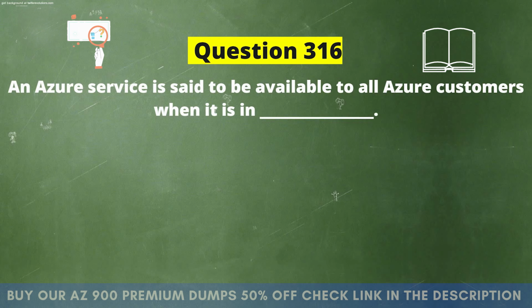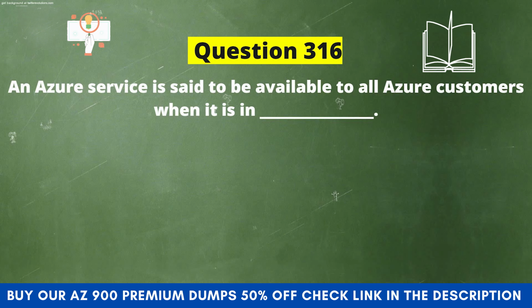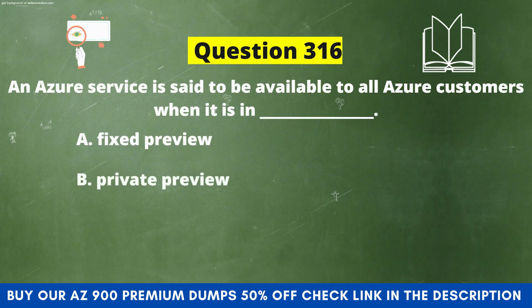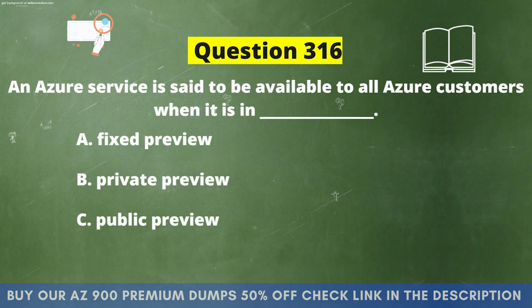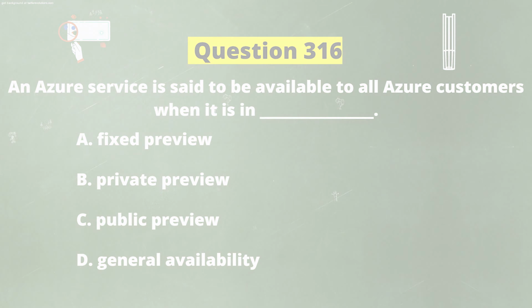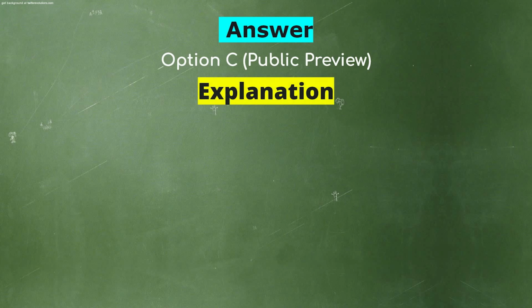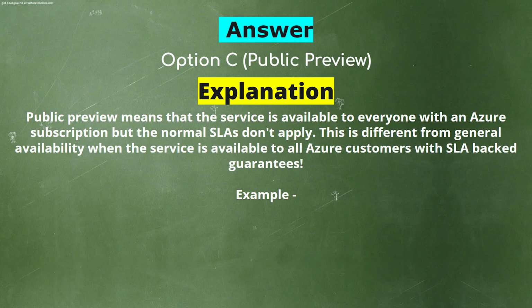Next question. An Azure service is said to be available to all Azure customers when it is in dash, and the options are A. Fixed preview, B. Private preview, C. Public preview, D. General availability. And the correct answer is option C. Public preview. Explanation. Public preview means that the service is available to everyone with an Azure subscription, but the normal SLAs don't apply. This is different from general availability, when the service is available to all Azure customers with SLA-backed guarantees.